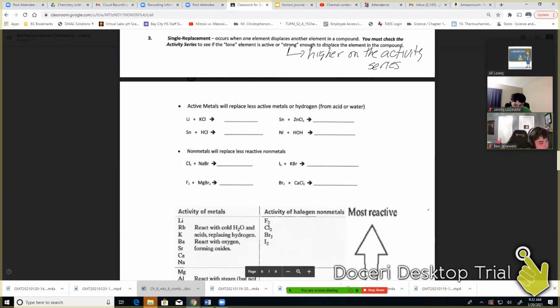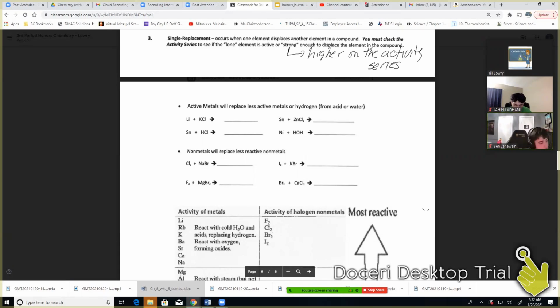So before you go to the trouble of writing it and balancing it, you always want to check your activity series, because if the element that is by itself is not stronger than the element it's trying to displace, then the reaction will not occur, and you'll just put NR for no reaction. And you won't have to balance or write it out or anything like that.